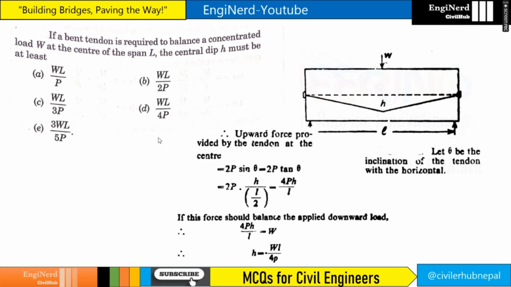Okay. Next, if a bent tendon is required to balance a concentrated load W at the center of the span L, the central dip H must be at least... In the case of this, we have already talked about this as well. WL by 4P is the answer, right? You can pause and read the content.